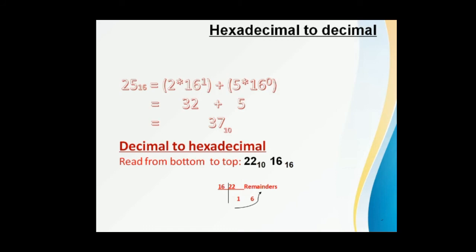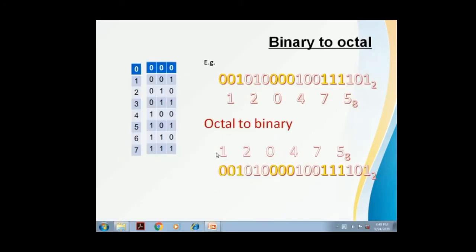If you want to convert a decimal to binary, we have to divide it by 2. Decimal to octal, we have to divide it by 8. And decimal to hexadecimal, divide by 16.